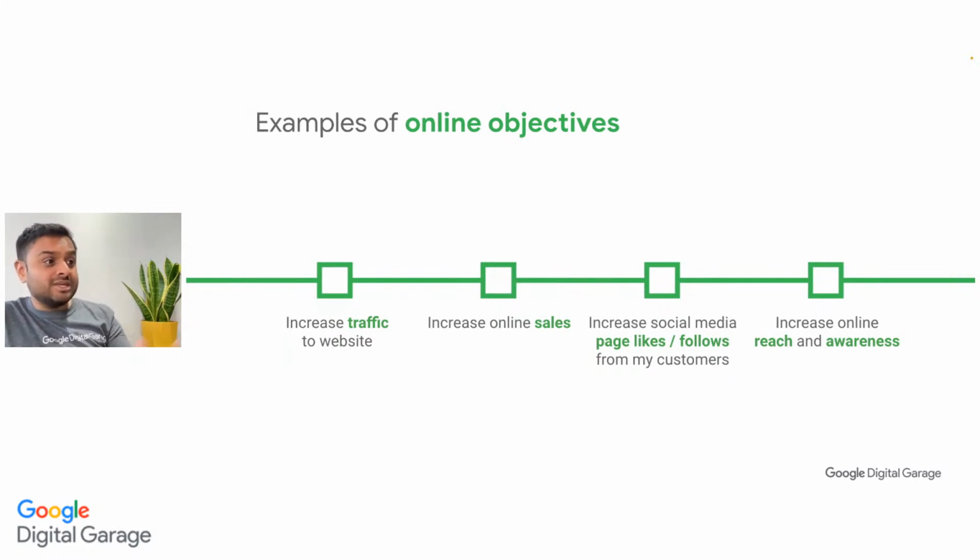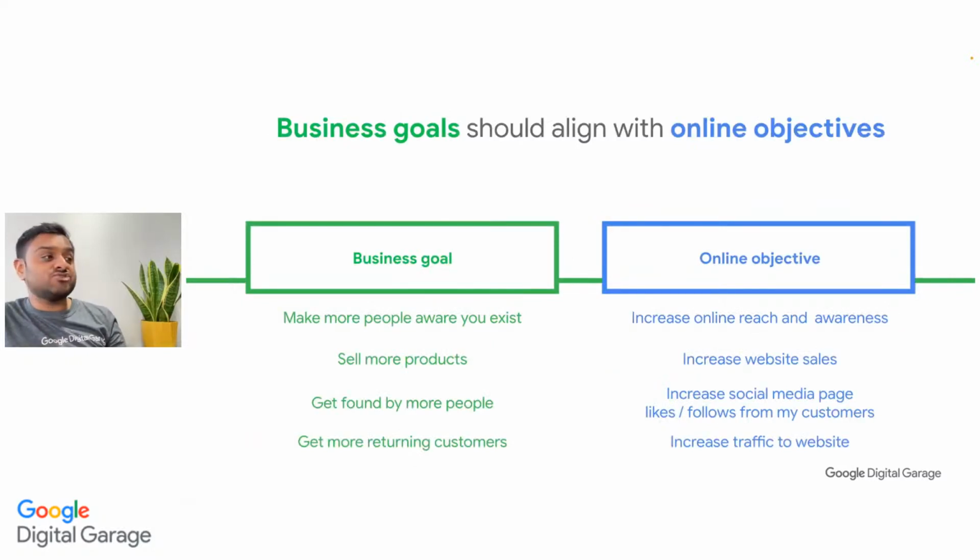Now you can see some examples of online objectives. So, increasing traffic to my website, increasing online reach and awareness there as well. If we do this for Max the hairdresser, let's say part of their business goal was to make more people aware that their hairdressers exist. So the online objective to that is increase online reach and awareness.